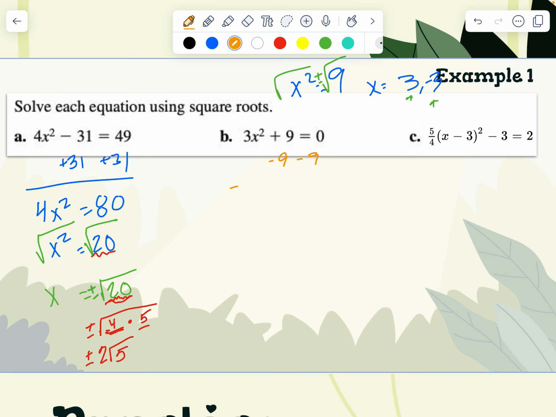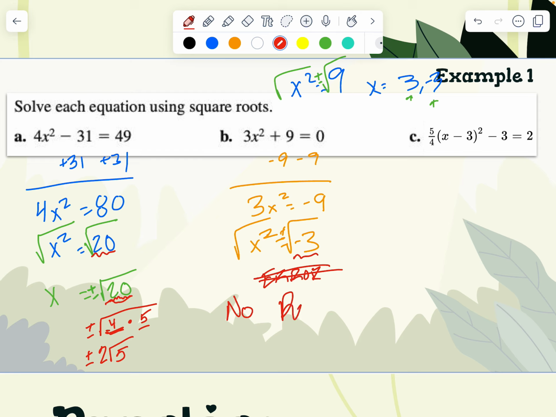Here we'd subtract 9 from each side, divide by 3, and then we would square root both sides. Can't forget our plus or minus. Now, if you try to type the square root of negative 3 into your calculator, it's going to say error. We are not able to square root a negative, so you would say no real solution. And that answer will work okay for today.